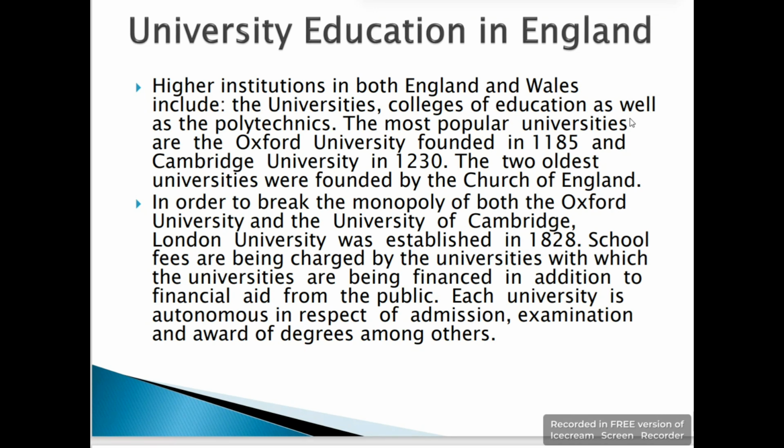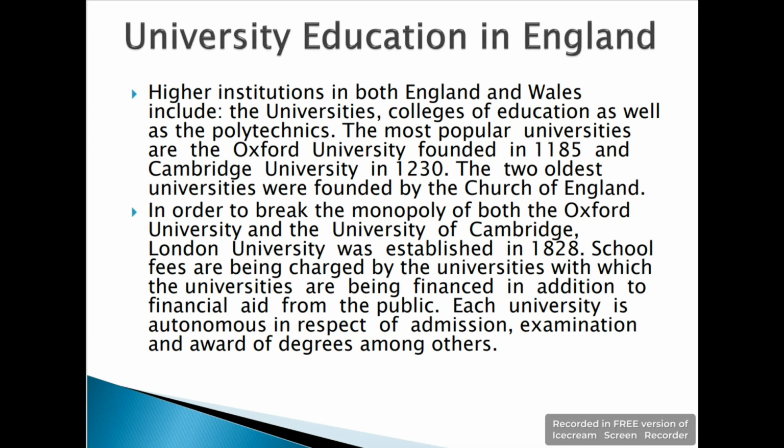In order to break the monopoly of both Oxford and Cambridge, in 1828 school fees were charged by the universities, with which the universities are being financed, in addition to financial aid from the public.